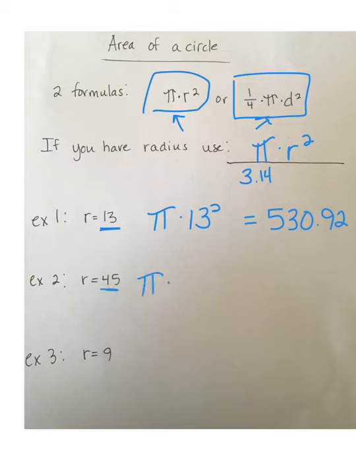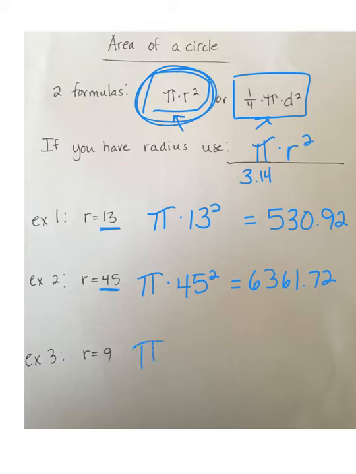So it's pi times your radius, which this time is 45, squared. Pi times 45 squared is 6,361.72. And the third example here, pi times radius squared again, same formula every time.